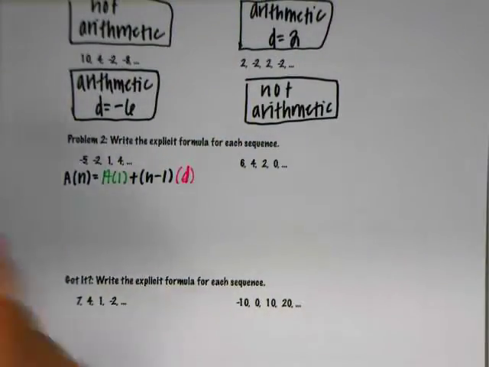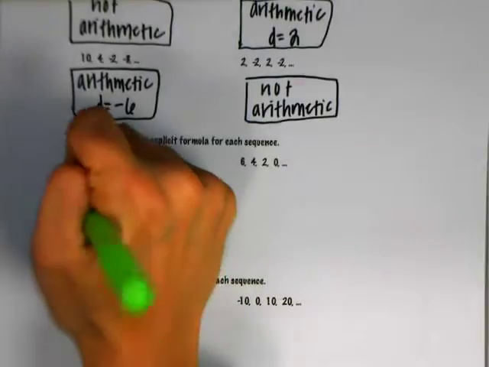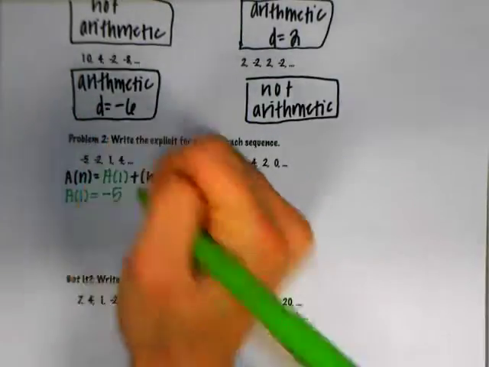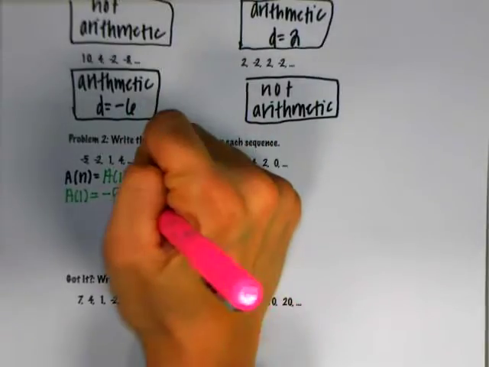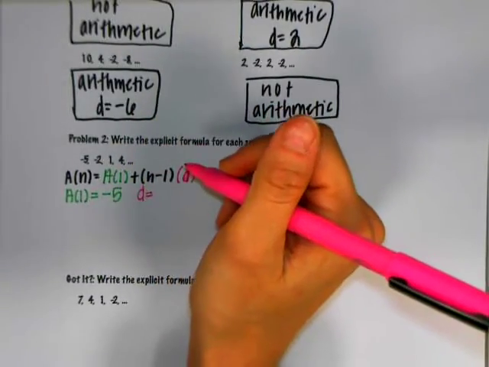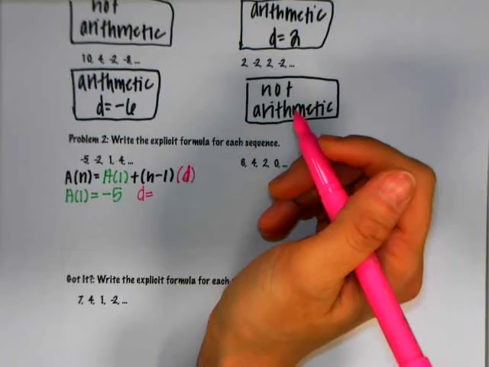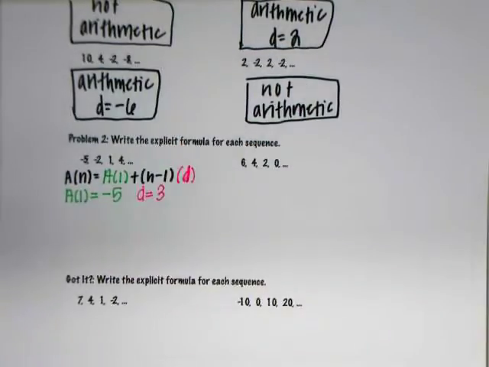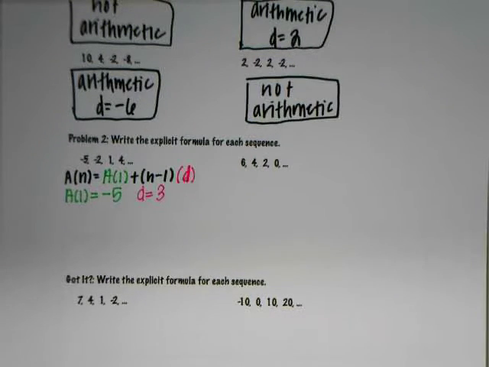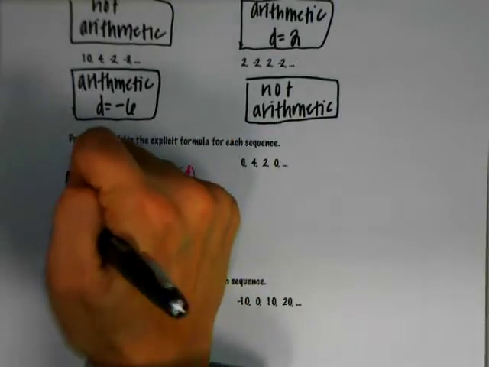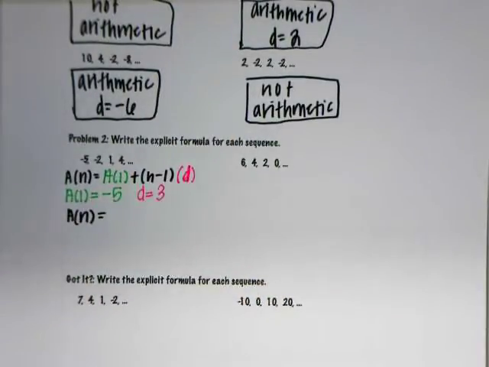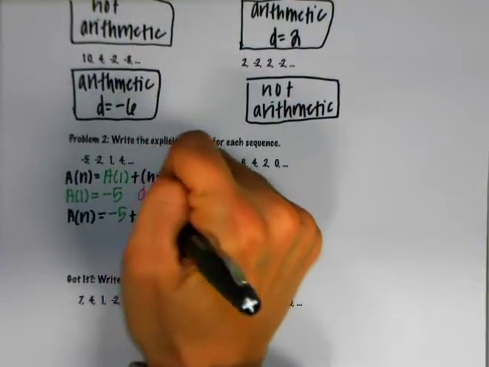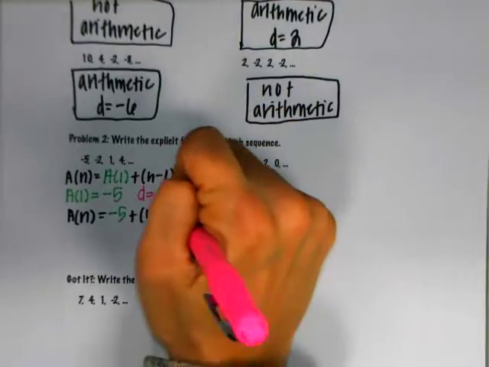So let's look at our sequence. What is my first term? Yeah, -5. And then what's my common difference? So we're adding 3, so it's going to be a +3. So plug those in. A of n equals -5 plus n minus 1 times your common difference of 3.